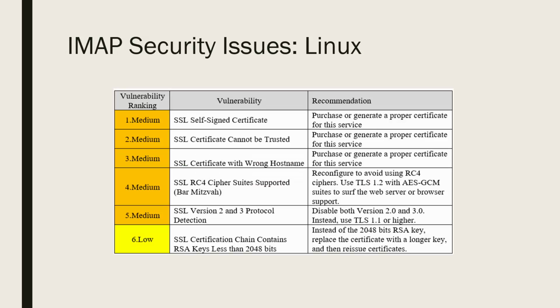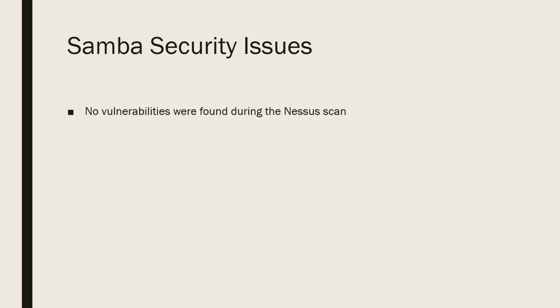Next is IMAP security issues for Linux. All of these I've already gone over as far as the SSL. Half of them could be solved with the purchase of a certificate, but I'm guessing with this just being a class and not necessarily your actual system, money's not going to be spent on it. As for Samba, there are no vulnerabilities found with the Nessus scan.